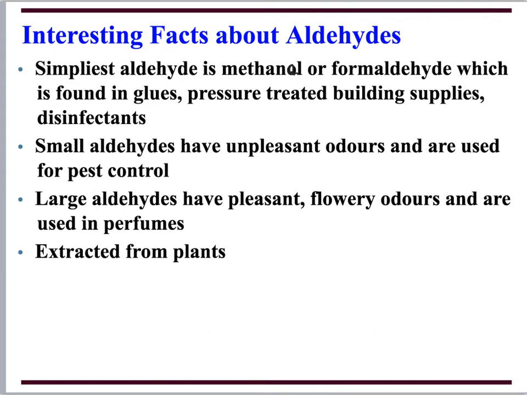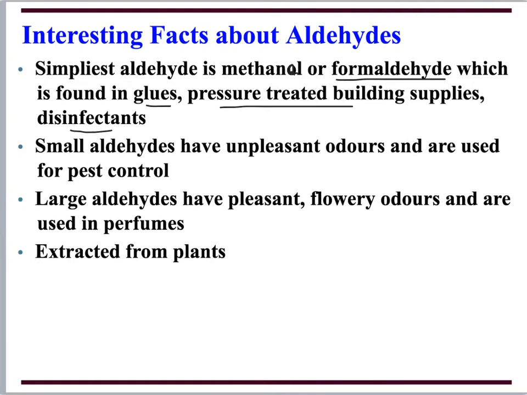Okay, let's talk about some interesting facts of aldehydes and where we find them. The simplest one, methanal, which is the one we drew on the other page, is otherwise known as formaldehyde. Formaldehyde used to be used to preserve dead bodies. No longer is it used for that, but we do still find it in glues. It's in pressure-treated lumber, which is why you're not supposed to burn it, or else it releases formaldehyde. We can also find it in some disinfectants.